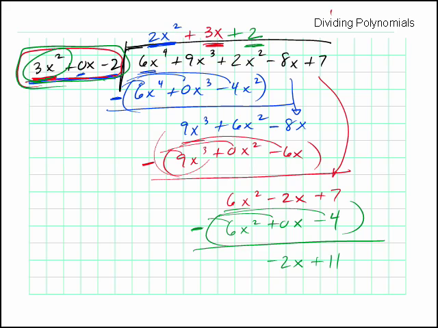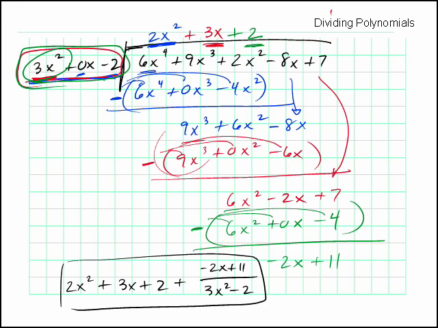And so the answer to this one would be written as, let's squeeze it in the bottom here, 2x squared plus 3x plus 2 plus the remainder, negative 2x plus 11 over 3x squared minus 2. All right, and that's our answer, and that's the lesson on dividing polynomials.